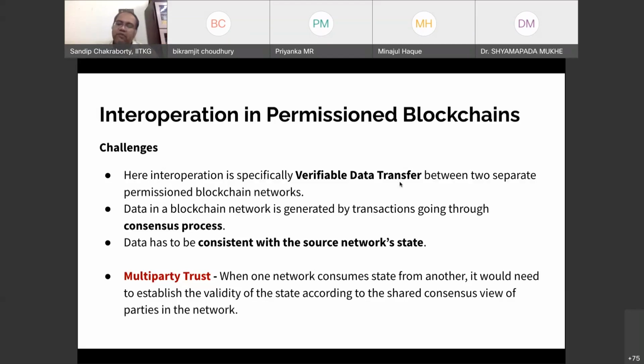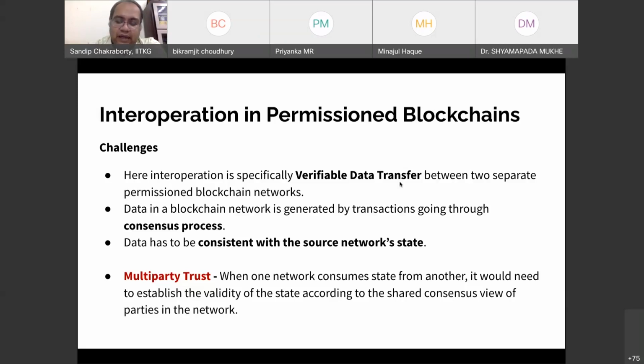But in a permission model, whenever you are transferring certain data from one blockchain network to another blockchain network, this data is very much unstructured. Because it is unstructured data, it is quite difficult to verify that the data received from one network is the correct data and that it has passed through the consensus process of that network. So this model of verifiable data transfer is much more complicated compared to verifiable asset transfer.